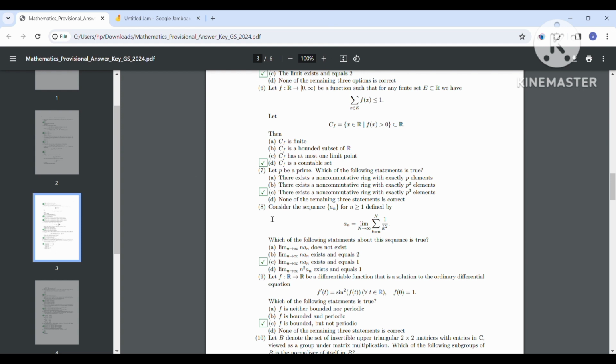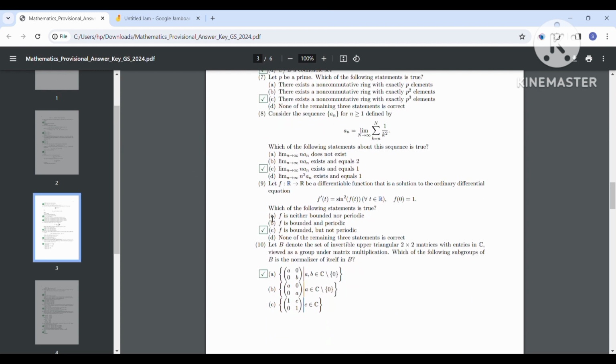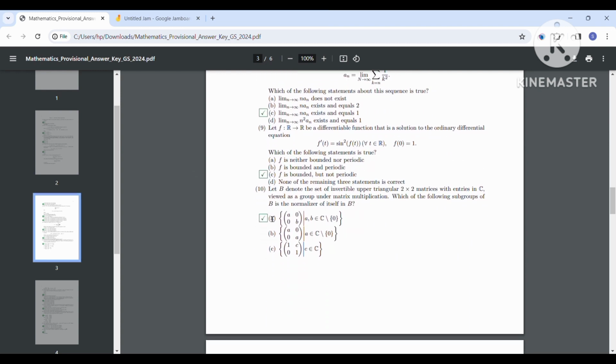Okay, so question number 8 is not straightforward. I will solve it in a different video. So I'm going to solve some easy problems now. Question number 9 is an easy one, so you can directly solve it. I'm going to solve it.